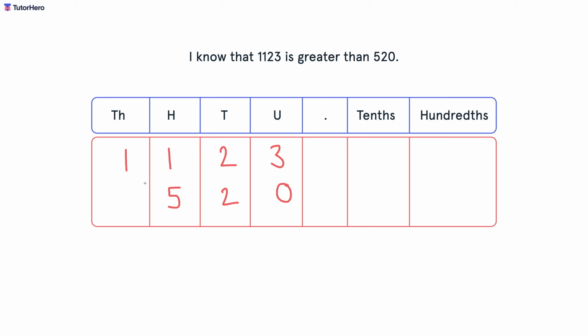We can see that 1,123 is the greater number. Therefore, we can compare these two numbers. 1,123 is greater than 520. We've used our greater than symbol. Remember, the crocodile's mouth is always open at the largest number.